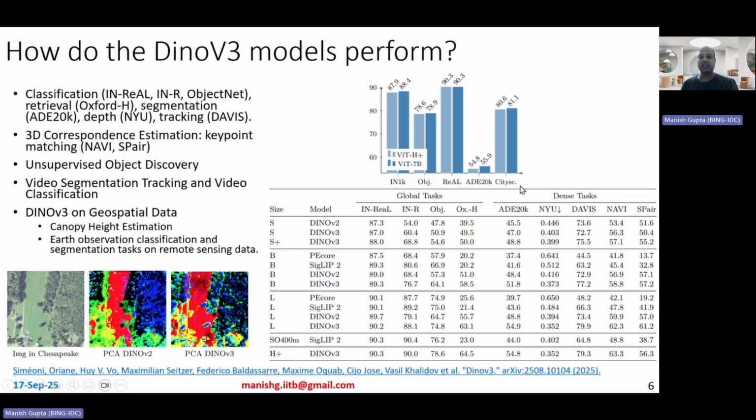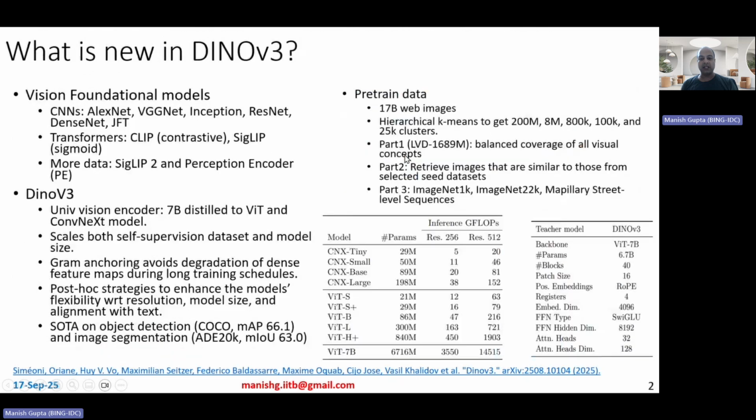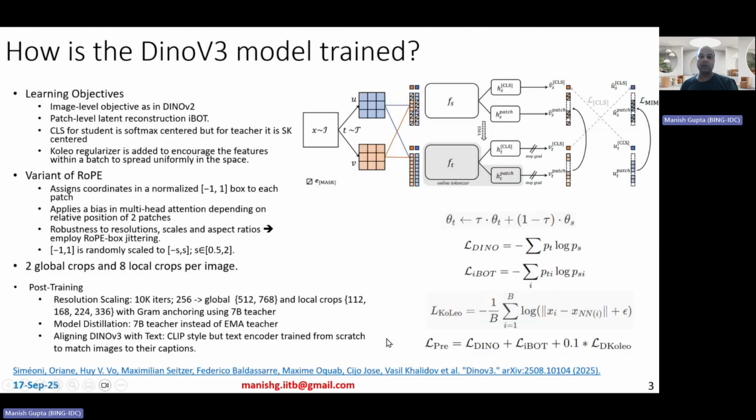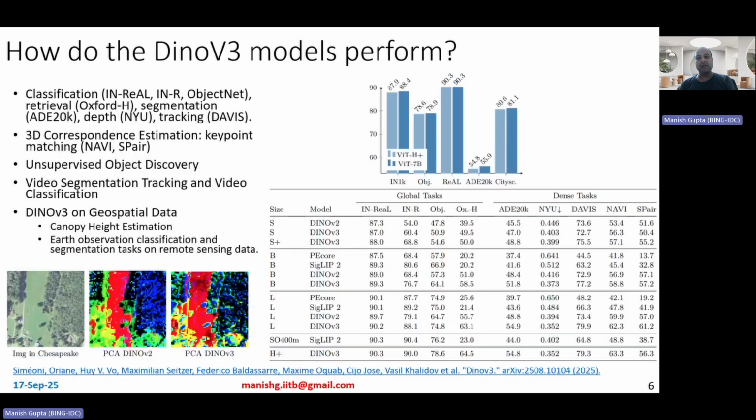There are various other tasks. On many of these tasks, you observe that the accuracy of the 7 billion parameter model versus the ViT H plus model, which is only 840 million parameters, is almost similar. So the distillation part really works very well. Now, this table shows, for the global tasks and dense tasks, how the accuracy varies for different model sizes of the DinoV3 model.